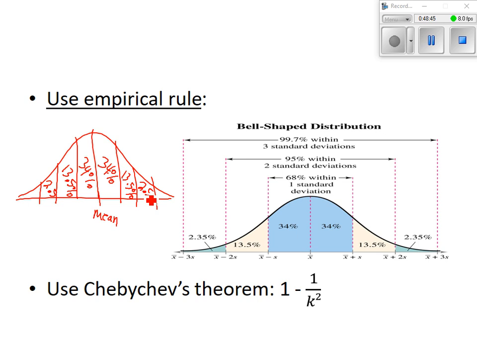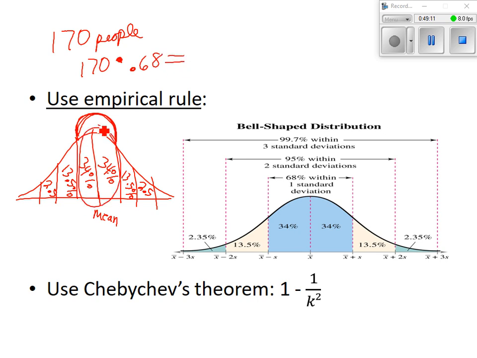So if they say you have 170 people that you're interviewing and they want to know how many of the people should fall in this range, then you just take 170 times 0.68, and that would tell you how many people are going to fall in there.